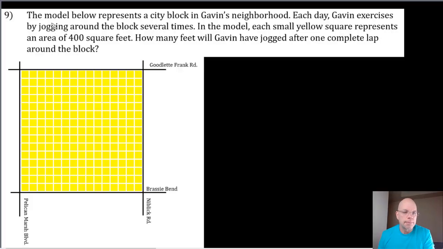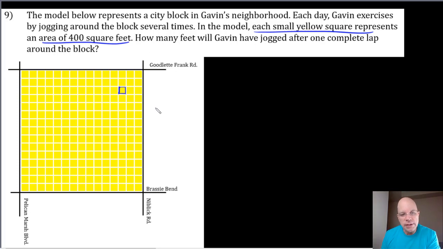Today in class we looked at models for perfect squares and square roots. Problem number 9 says the model below represents a city block in Gavin's neighborhood. So all of this yellow area is representing one city block. Each day, Gavin exercises by jogging around the block several times. In the model, each small yellow square represents an area of 400 square feet. How many feet will Gavin have jogged after one complete lap around the block?